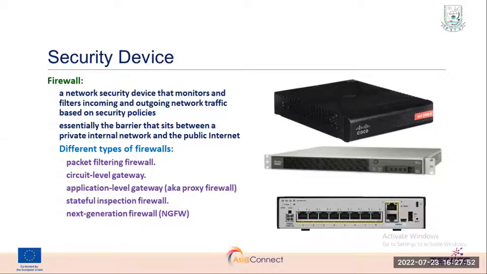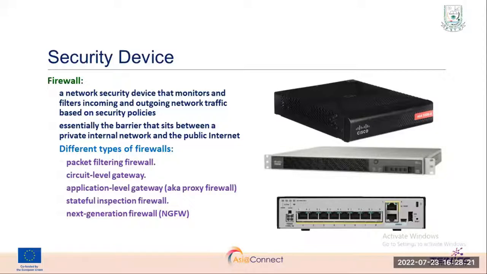When some external attackers or hackers want to intrude or enter into the network, or some illegitimate signals want to enter, then the illegitimate signal can be filtered by the firewall, and it is used to protect the networks from external threats.